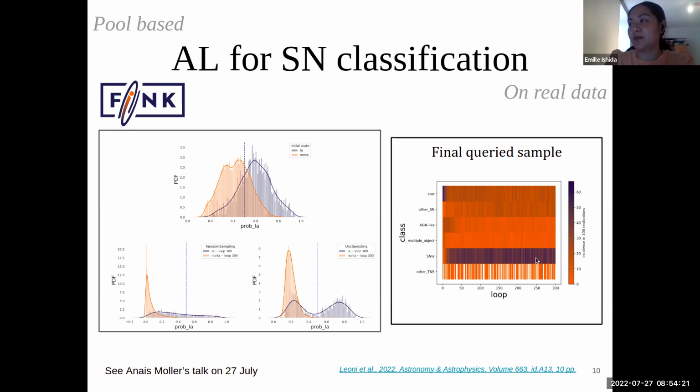So in this particular exercise, you see that in the beginning, stars dominated the data set. But after 300 iterations, you would have a lot of other supernova objects and also a few stars and multiple objects as contaminants, not contaminants, but as the real class of the objects that you query.